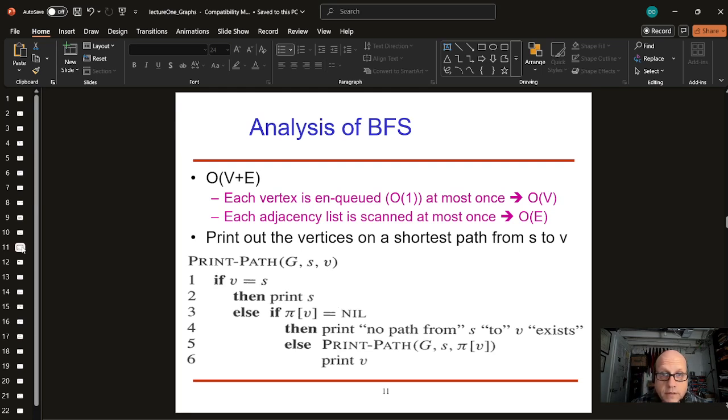So let's look at the analysis of the breadth first search. Here, the big O of V plus E: each vertex is NQ'd at most once, big O1, okay, and each adjacency list is scanned at most once, big OE. And I can print out the vertices on the shortest path from S to V, and I can use a print path: if V is equal to S, print S; if pi V is equal to nil, then print no path exists. Otherwise, print the given path, right?